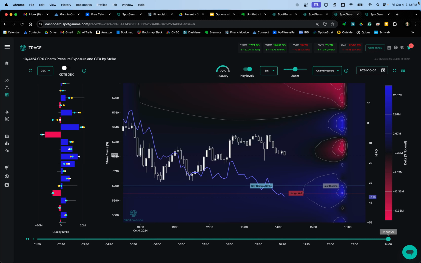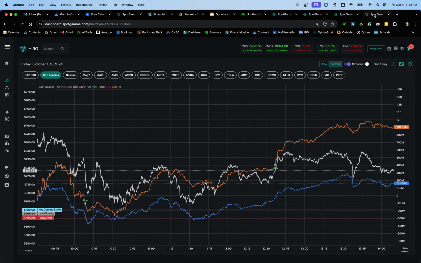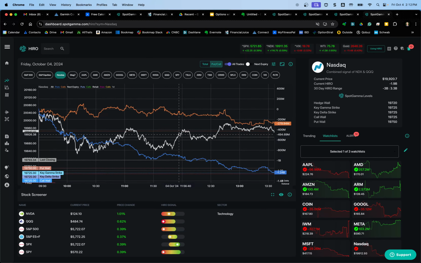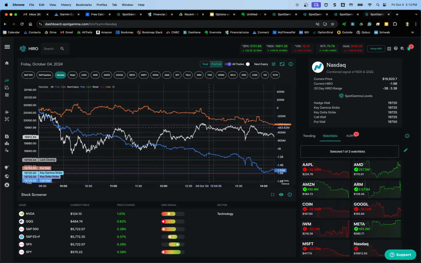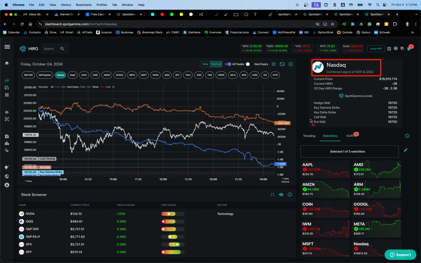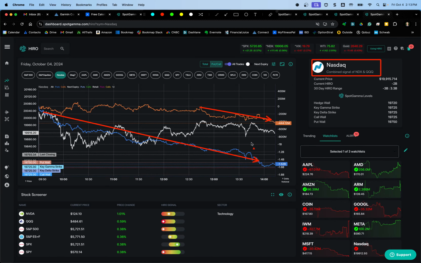All right, let's move on to NASDAQ. So NASDAQ, there are two signals that we can take a look at, just like the S&P 500. There's the index signal, combined signal of NDX and QQQ. Note, in the NASDAQ signal, traders have been buying puts all day long. That's shown by the falling blue line. Now they're selling calls as well. So the index signal for NASDAQ definitely bearish today.